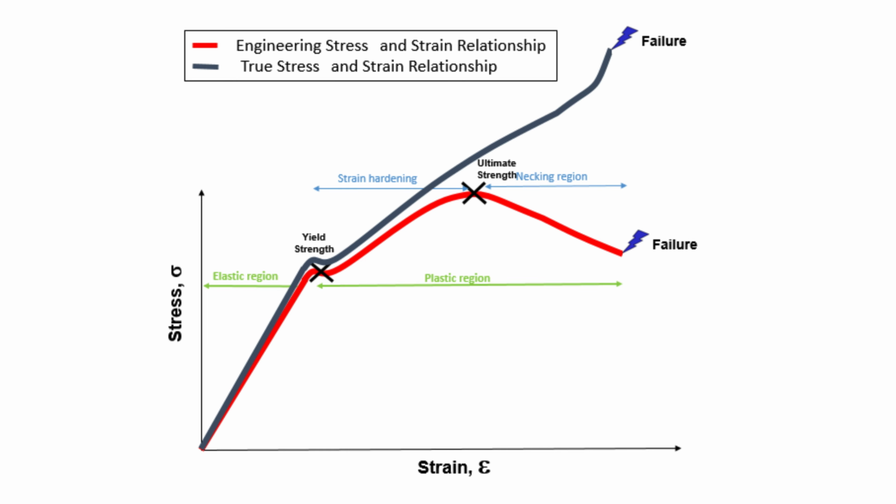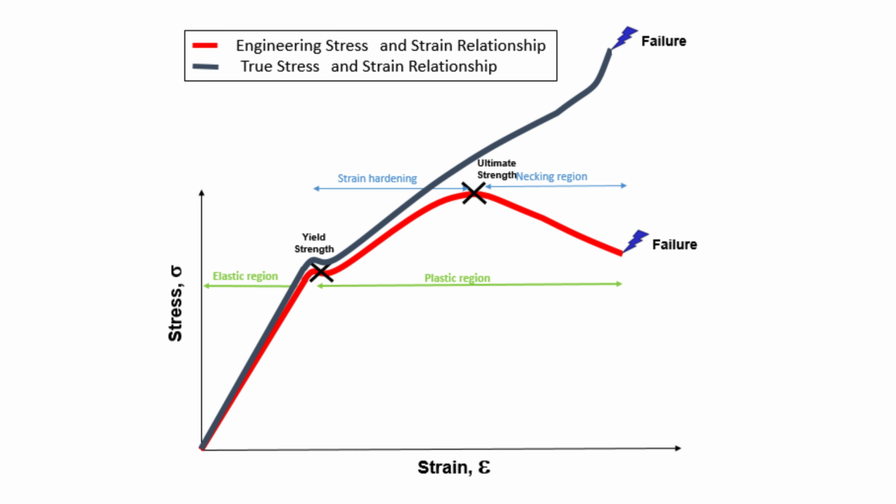Once the maximum in the engineering curve has been reached, the localized flow at this site cannot be compensated by further strain hardening, so the area there is reduced further. This increases the local stress even more, which accelerates the flow further. This localized and increasing flow soon leads to a neck in the gauge length of the specimen.